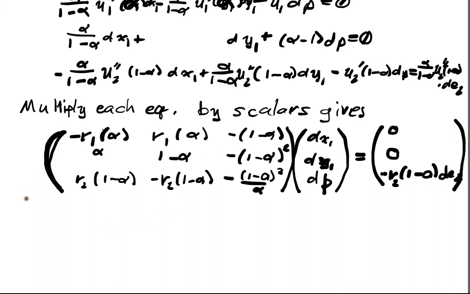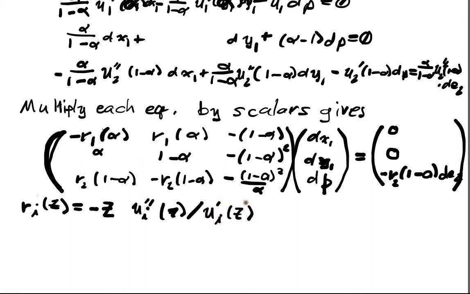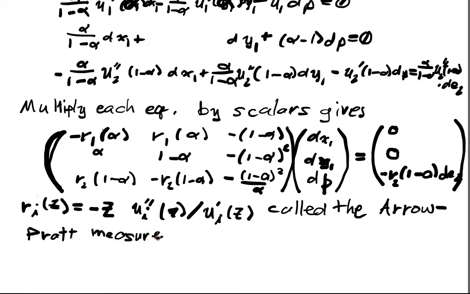So those are all of the constraints, and here R_i of z is a function that we've set equal to negative z times ui double prime of z divided by ui prime of z, and this is called the Arrow-Pratt measure of relative risk. So this is just a measure of risk in the system.